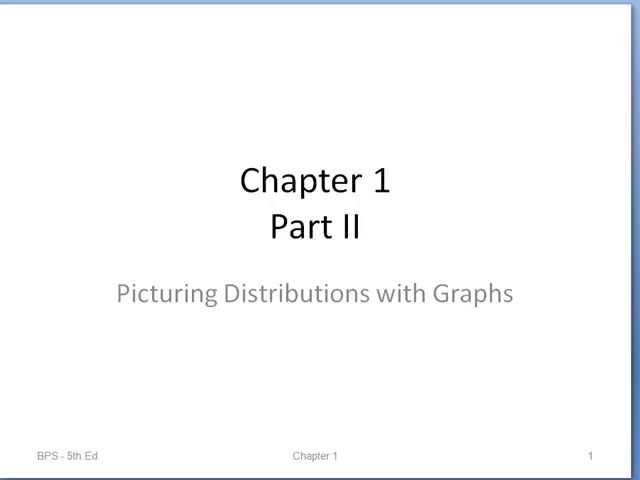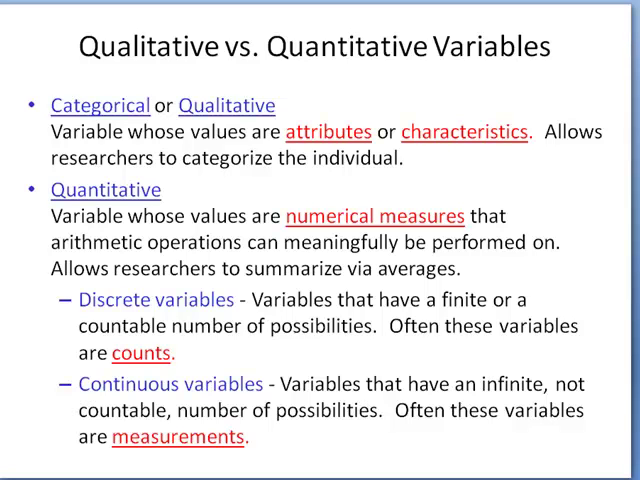Well, welcome to Chapter 1, Part 2, where we're going to continue on with our slides. We're going to continue with talking about what type of variables we can have. Well, you can have qualitative data variables or quantitative variables. Categorical or qualitative data, what are those? Those are variables whose values are attributes or characteristics. It allows researchers to categorize the individual.